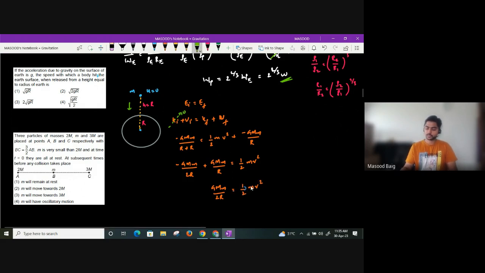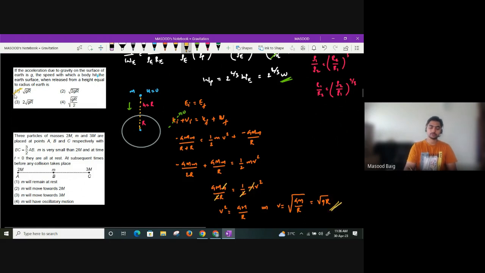From this again we can cancel out m, 2 and 2. What will you get v square value as? I'll get it as gm divided by capital R. Implies I can write v value as root over gm by capital R. So if we are multiplying and dividing by r, I can write this as root over g into capital R, guys.